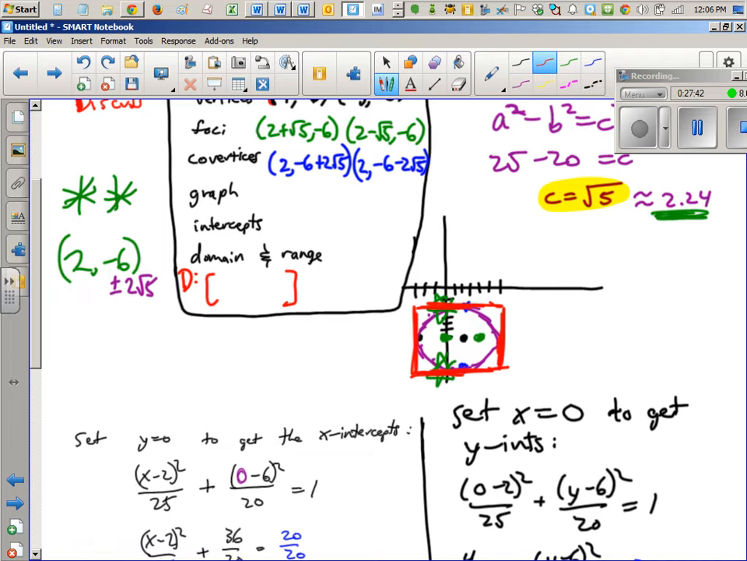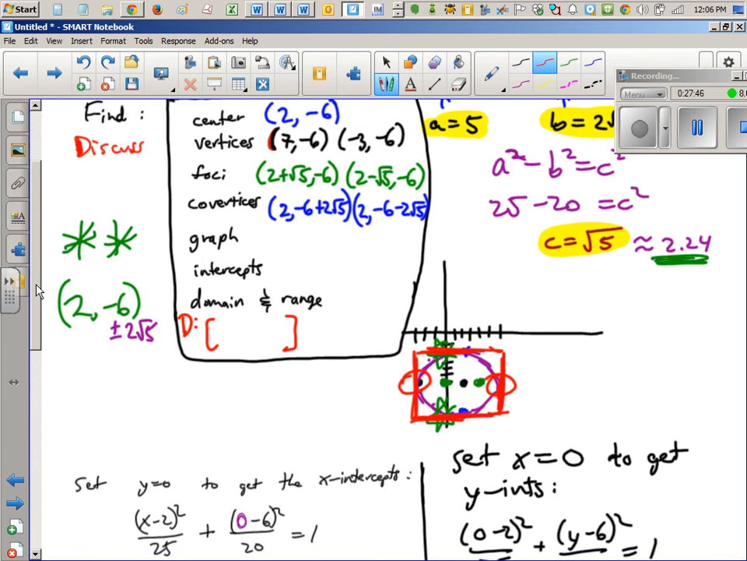These are the two vertices, right? On the ends, these are the two vertices. So the least value of x is -3. The greatest value of x is +7. Right? For range, everything falls between the two blue dots. So you need the y coordinates of the co-vertices for that.